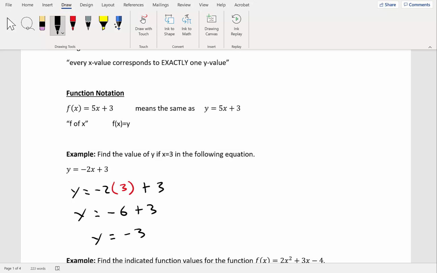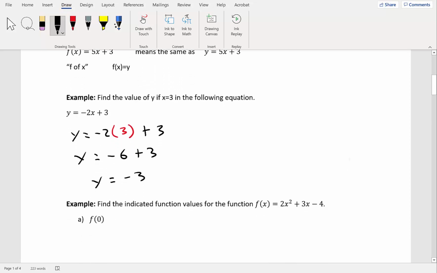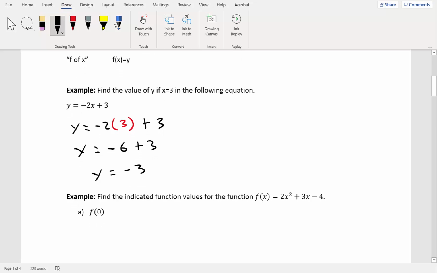Now with our next example, it's essentially saying the same thing, but it's written in a different notation. It's in function notation. So for this next example, find the indicated function values for the function f of x equals 2x squared plus 3x minus 4. So our first part, f of 0, essentially what we're given here is an x value, and we want to determine what our y value is. So f of 0, what we're doing is we're plugging in 0 for our x.